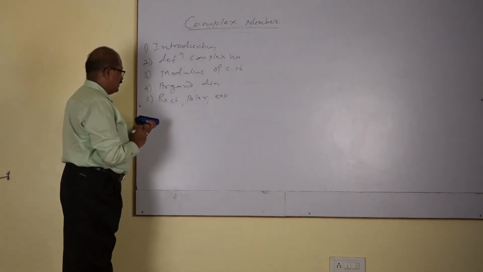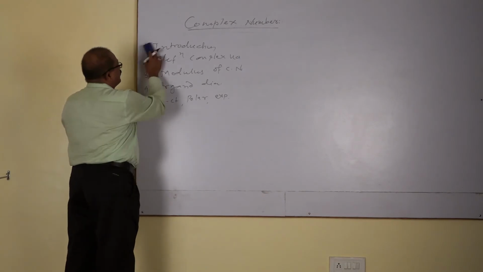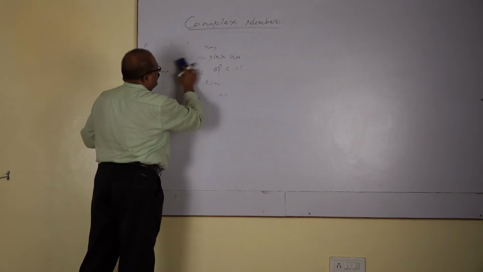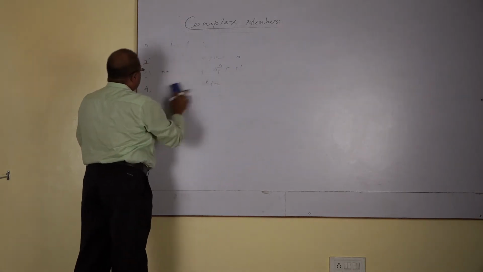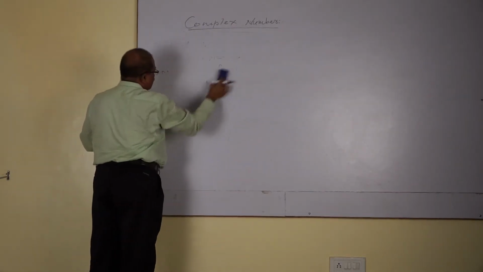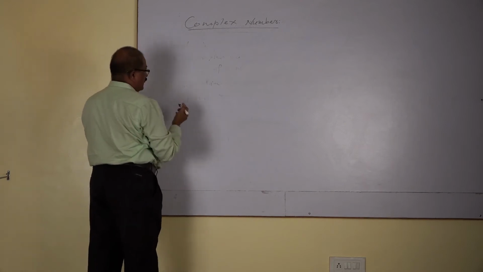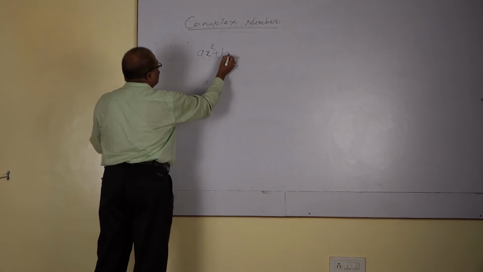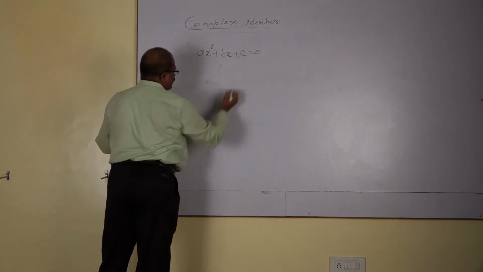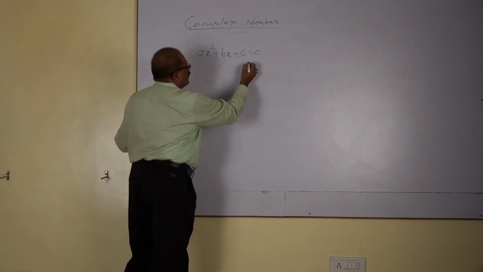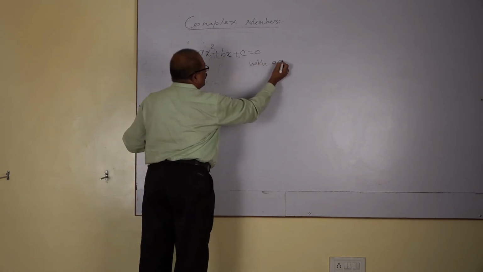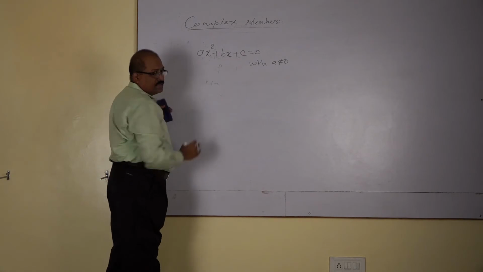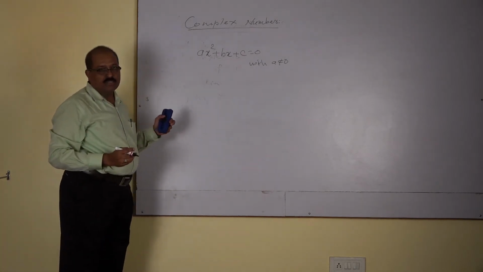So, let us see what is meant by the complex number. Before we study the complex number, in algebra, we are familiar with the quadratic equation. We know that the quadratic equation can be expressed as ax square plus bx plus c is equal to 0, with a not equal to 0, where a, b and c are arbitrary constants.